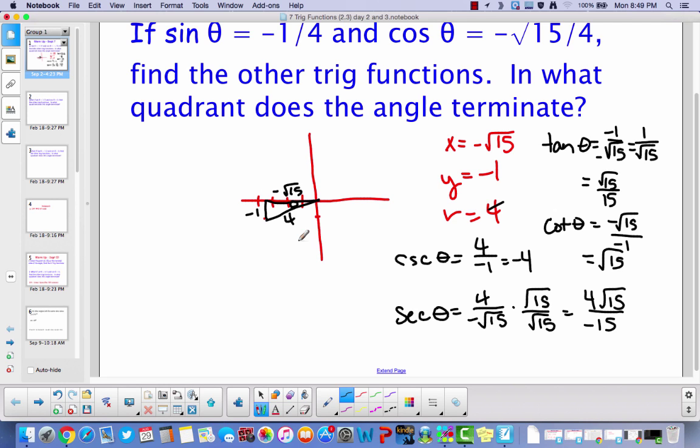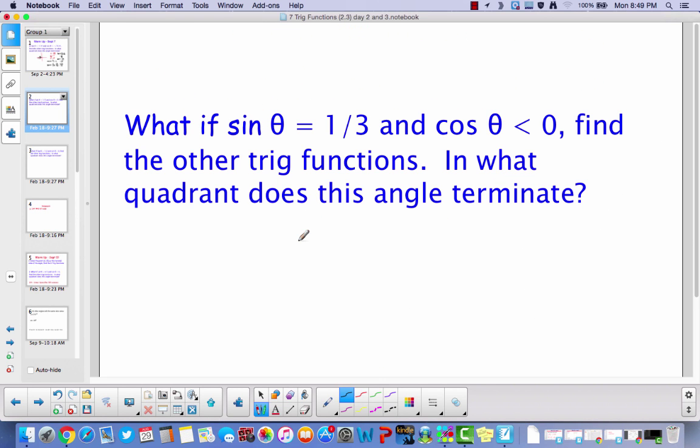So today we're going to look at what happens if we're only given one of the trig functions instead of both of the trig functions. So let's take a look at this. Sine is 1/3 and the cosine of theta is less than 0. Find the other trig functions and in what quadrant does this angle terminate.